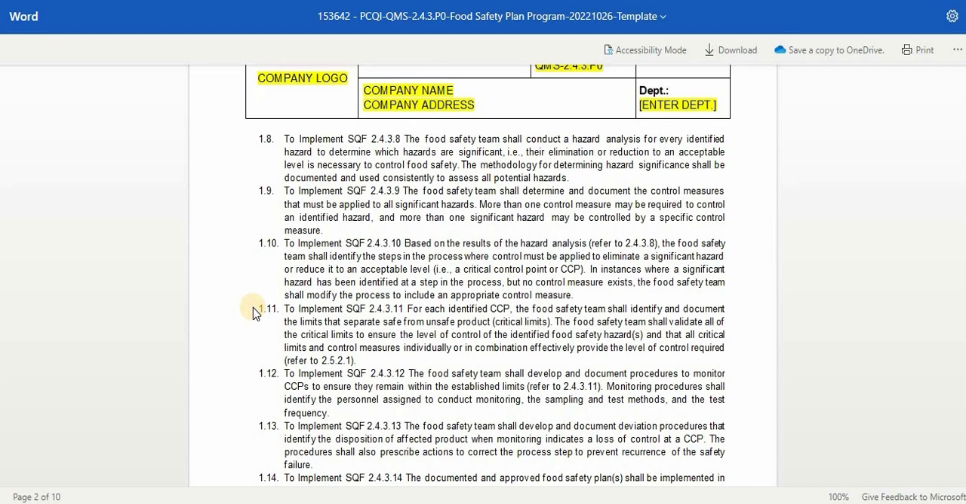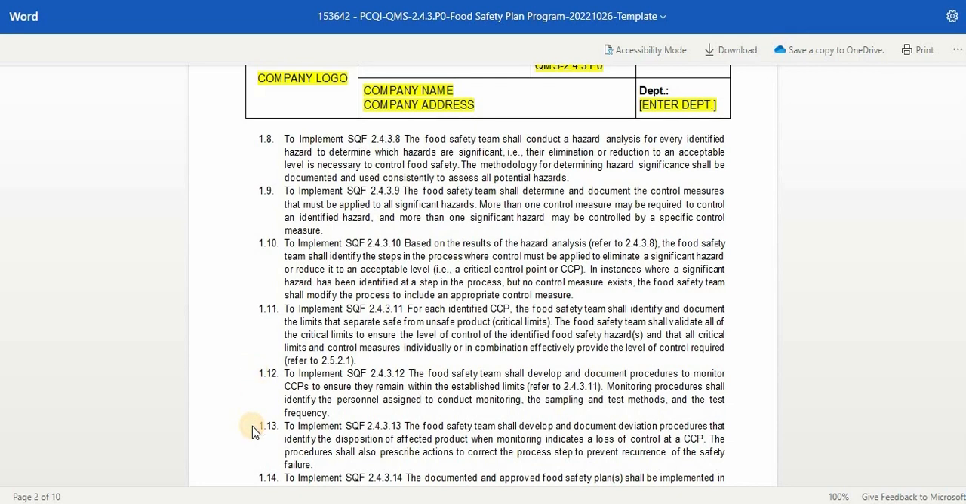12th, to implement SQF 2.4.3.12, the food safety team shall develop and document procedures to monitor CCPs to ensure they remain within the established limits. Monitoring procedures shall identify the personnel assigned to conduct monitoring, the sampling and test methods, and the test frequency.